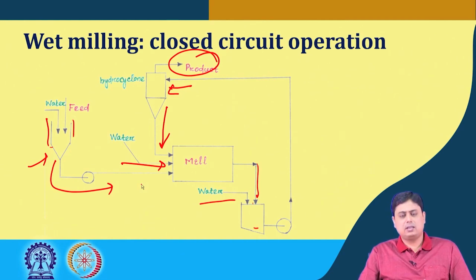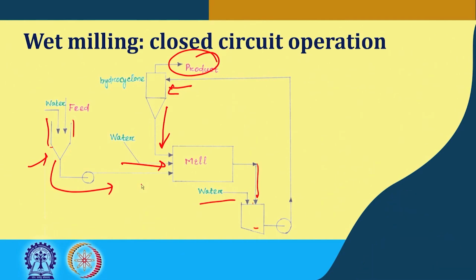So with this, I conclude today's talk, and from next day we will start the discussion on the size enlargement part. So this is the overview of size reducing equipment. Although the names of all the equipment that I have mentioned are not covered in detail, those interested can look into different handbooks, say Perry's Handbook or Kirk-Othmer's Encyclopedia, regarding the details of this size reducing equipment and its design.